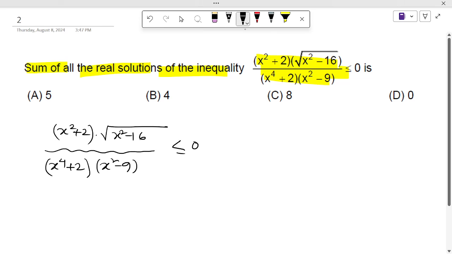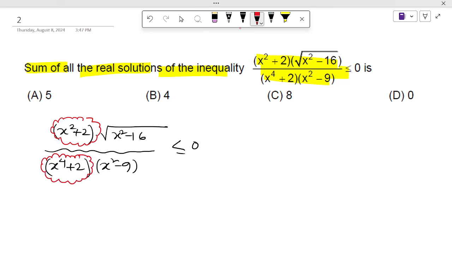Now one point I would like to tell here is that if you find any expression which is always positive, like this x square plus 2 and x to the power 4, this is always positive. Whatever value you take of x, you will find that this expression can never be negative. So this is always positive, and this is also always positive.